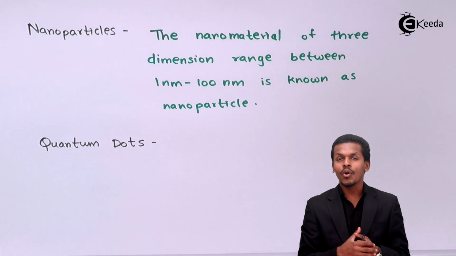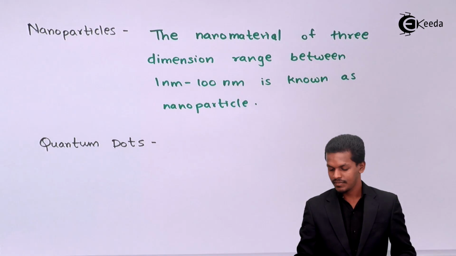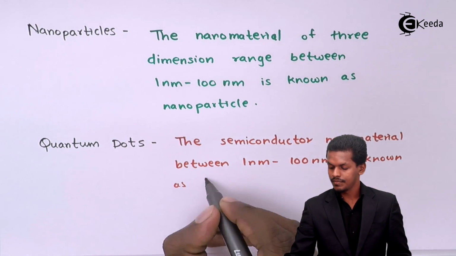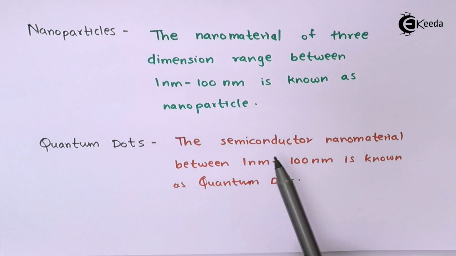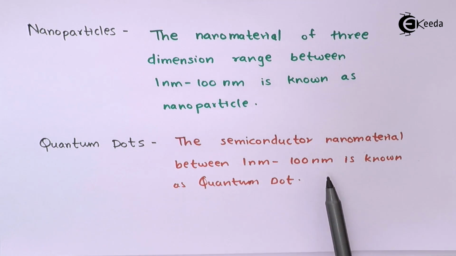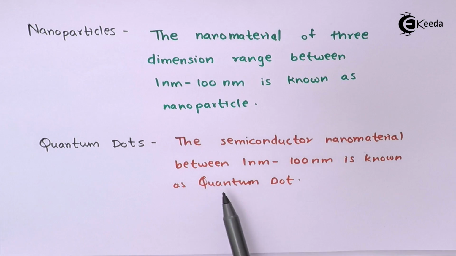quantum dots. So what are quantum dots? Let us talk about that also. A semiconductor nanomaterial ranging from 1 nanometer to 100 nanometer in its diameter is known as a quantum dot. So this quantum dot is basically acting like a semiconductor, and this is also a part of the nanomaterial. So this is all we have got to know about the nanomaterials and the types of it. And now let us move on to the properties of the nanomaterial.